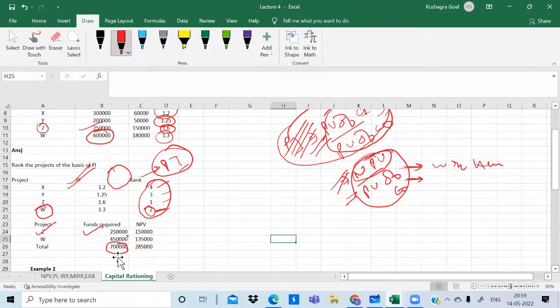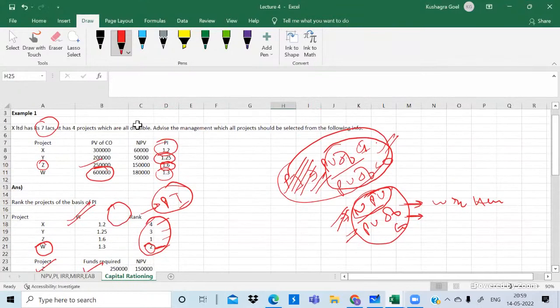So 7 lakhs is the total fund. 2.5 lakh is what I've exhausted. I can still use 4.5 lakhs, which is still lying with me in the bank. The question says projects are divisible, which means it's not necessary that I accept the entire project. I can accept a part of the project also. So 6 lakhs is needed if I want to take the entire project, but I have only 4.5 lakhs. So I'll take only 75% of the project because 4.5 lakh upon 6 lakh is nothing but 75%. So I'll take 75% of the project.